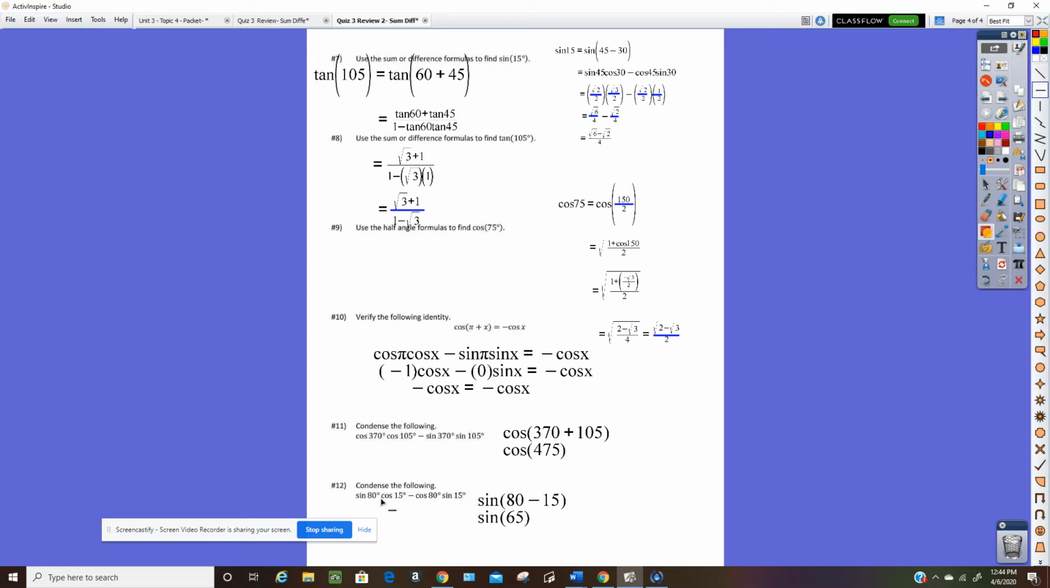And then finally, the sine identity, the difference. So just take the difference between the two angles there. 80 minus 15 is 65. So that's review 3. And if you have to retake quiz 3, then you want to look at this before the retake.